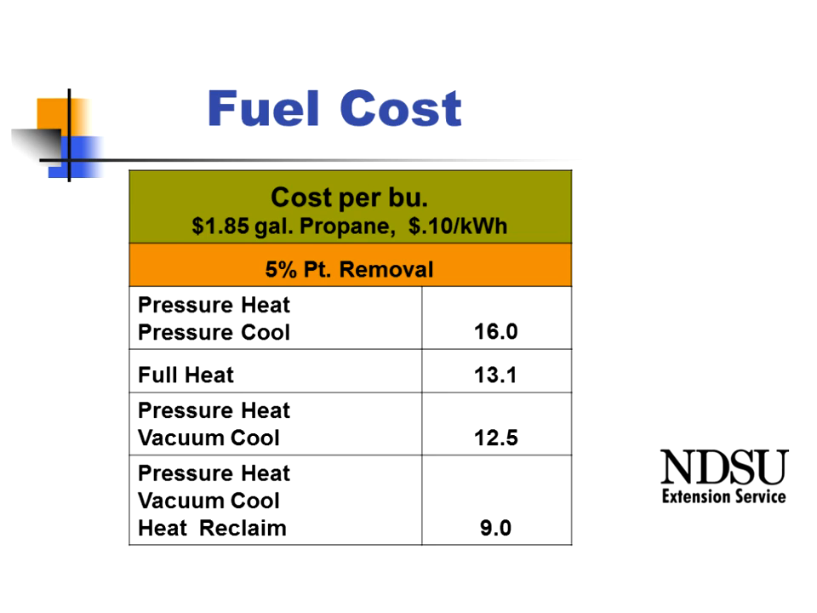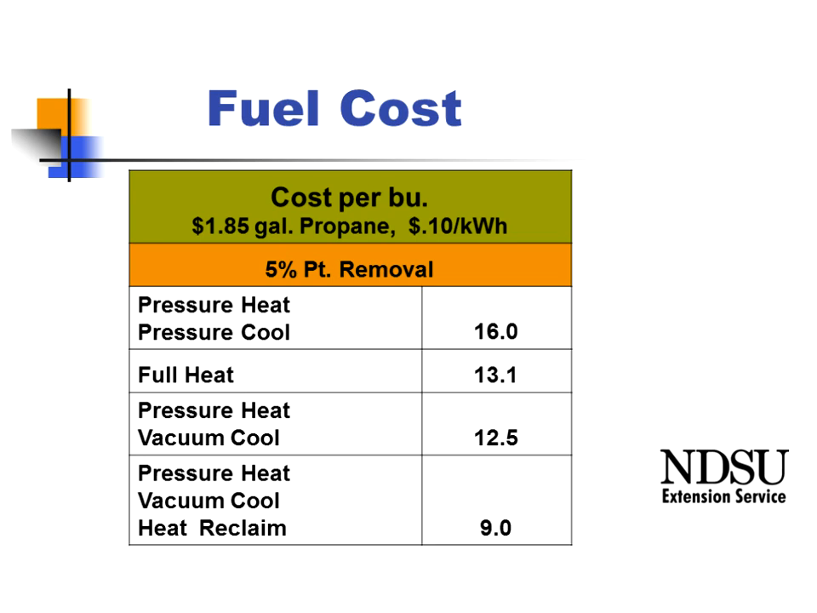If we look at the pressure heat, pressure cool, they were saying we were looking at about 16 cents to do the 5 points of moisture removal. Going with a full heat dryer, reduce that to 13 cents. The pressure heat vacuum cool ends up being essentially the same, maybe just a shade better.